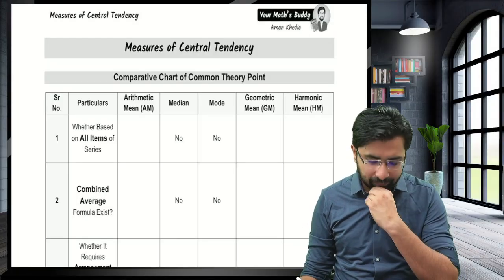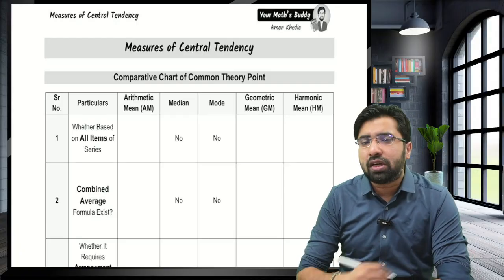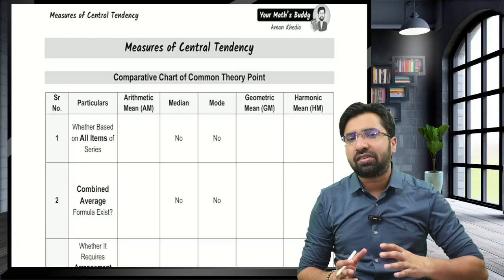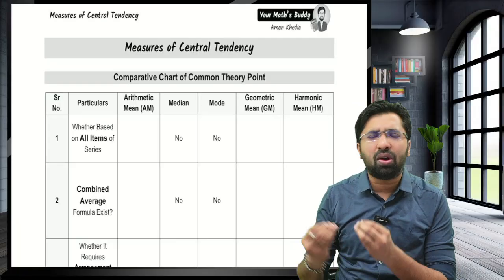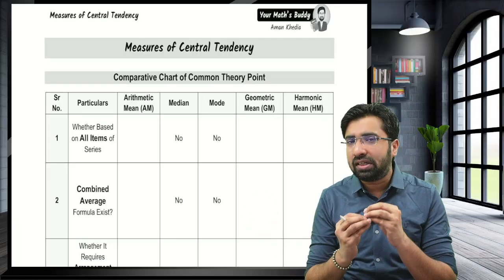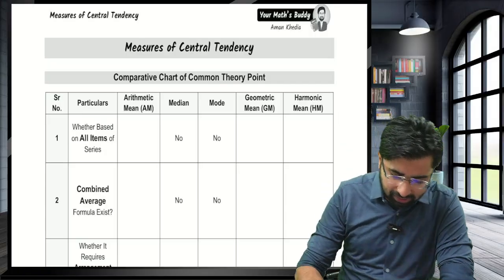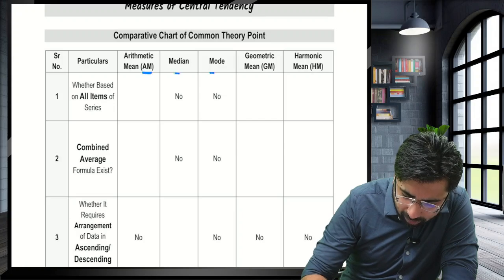Now let's start, guys. First of all, Aman sir, let's have the comparative chart of measures of central tendency. See, we have already done the statistical description of data. Now the remaining theory comes from MOCT, MOD, or some index number. 99% of theory will come from the statistical description of data. Let's start. Sir, whether we will have the table for AM, median, mode, GM and HM.